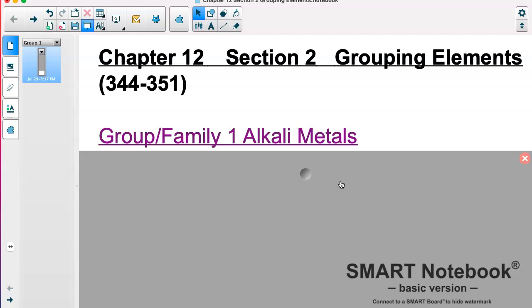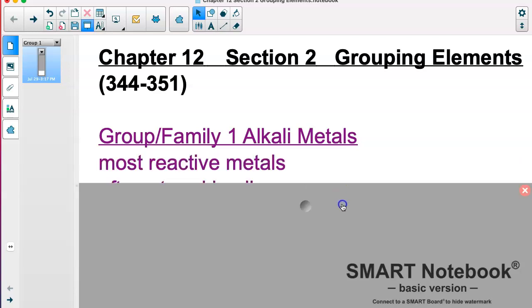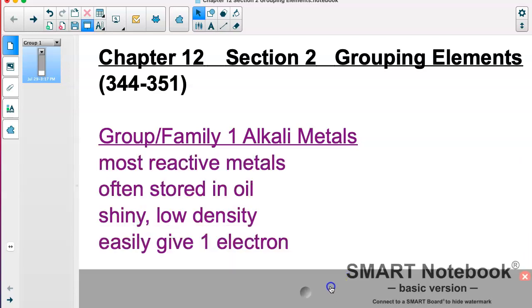So our first family, which again, they're called groups or families. I call them families, so you'll hear me refer to them. We're talking about the up and down columns on the periodic table. So our first family are what we call alkali metals. Some of the characteristics are that they're super reactive metals, right?